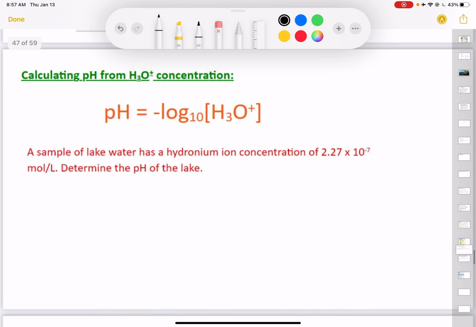How do we calculate pH from a hydrogen ion concentration? Well, our pH is equal to the negative log base 10 of the concentration, okay?